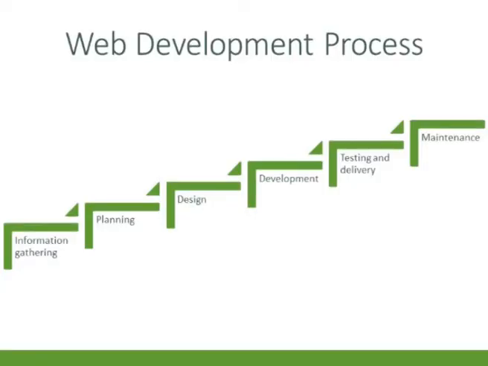A typical web development process has the following steps or phases. The first step is information gathering, then planning of a website, designing a website, then developing a website, testing and delivery, and finally the maintenance. Let's go through each step and discuss very briefly what we actually do during these steps.